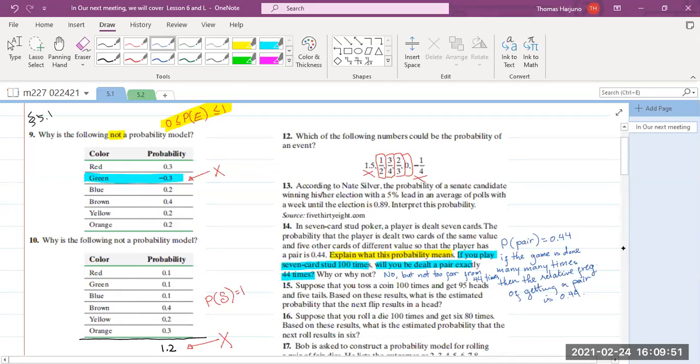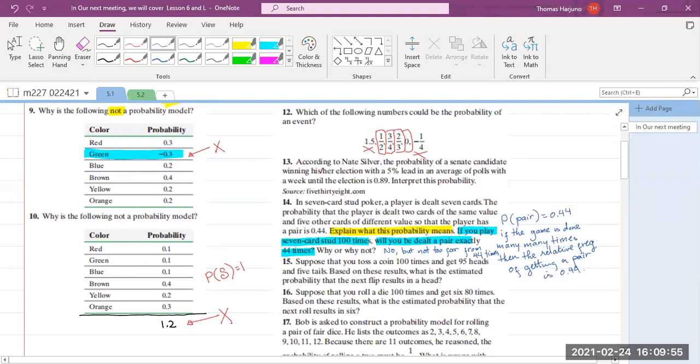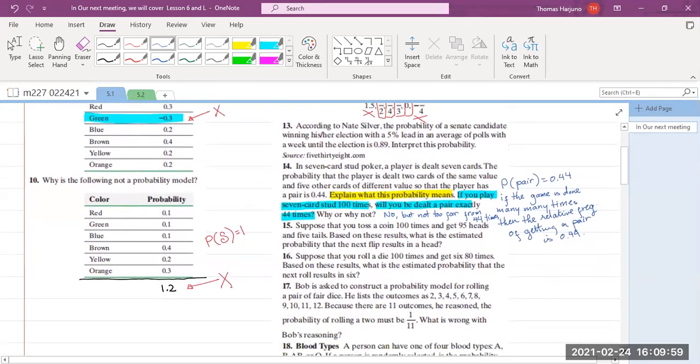Now, number 16. Suppose you roll a die 100 times and get 80 times. Based on this result, what is the estimated probability that the next roll results in 6? So, based on that, what is the probability that you will get 6 again in the next roll?